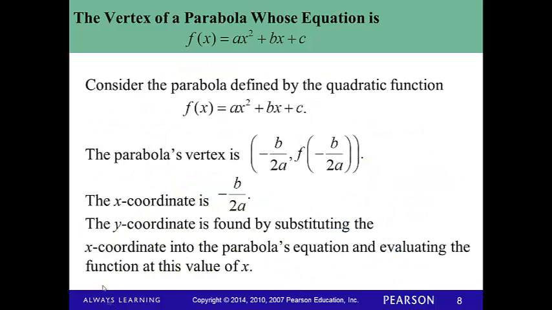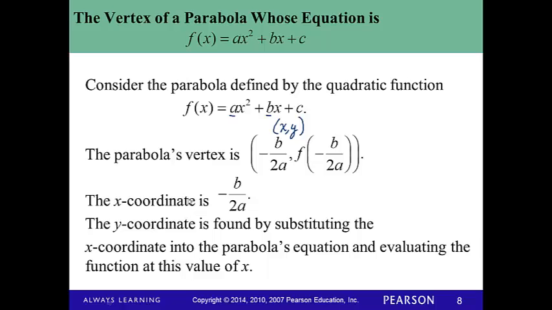Alright, so now let's talk about the vertex of a parabola whose equation is equal to the following. This is the quadratic form of your parabola or your quadratic function. So it says f of x equals ax squared plus bx plus c. The parabola's vertex is at the point. Now remember your points are written x, y. So they're telling you that the x point is going to be negative b over 2a. The b and the a are the coefficients. The b is the coefficient on the x, so the number out front of the x term, and the a is the coefficient out front of the x squared term. So that is how you find the x coordinate.